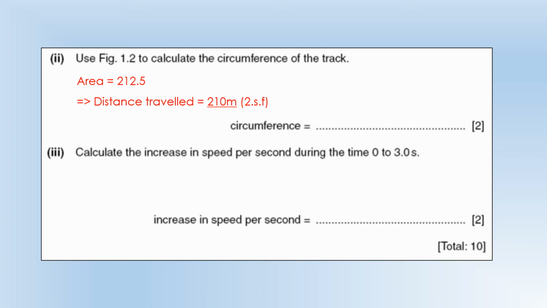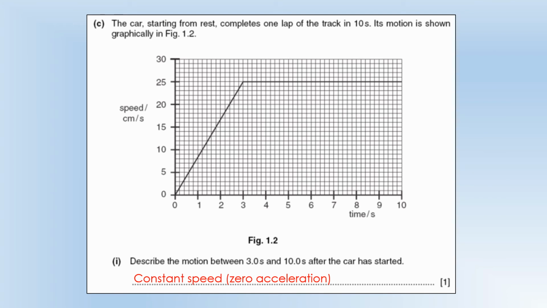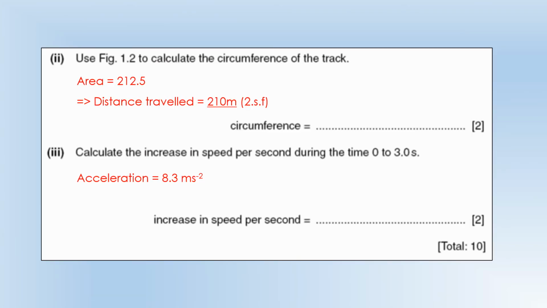Calculate the increase in speed per second during the time 0 to 3 seconds. Okay, so 0 to 3 seconds, we need to find the gradient of our graph. So the change in speed is 25, the time taken is 3, so our acceleration is 25 over 3, and that gives us a value of 8.3 meters per second squared.